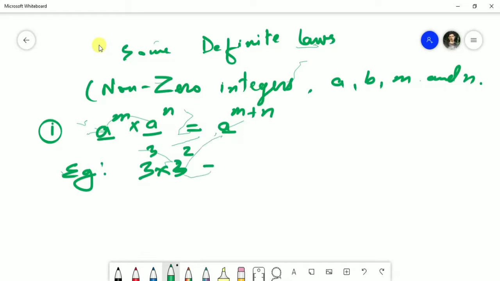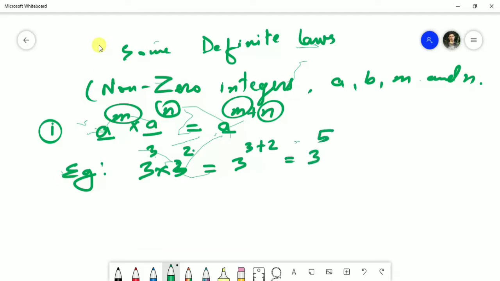So again, what we can do is, you can see the form: m plus n means the powers we have to add. Here it is 3 and here it is 2. So we can add 3 plus 2, which means 3 raised to the power 5, or we can say 3 power 5.